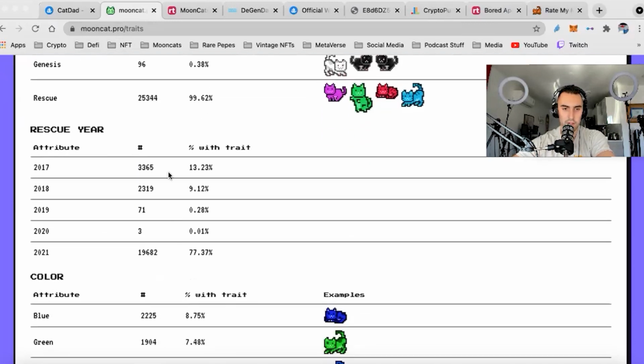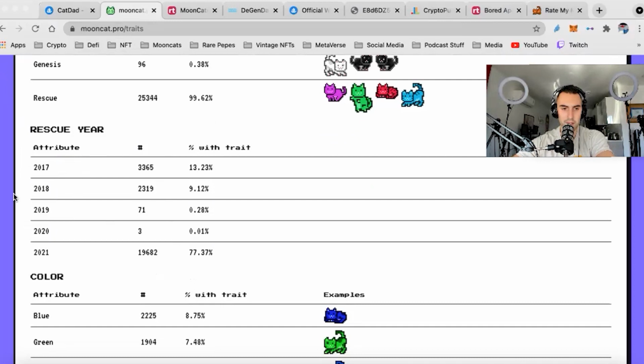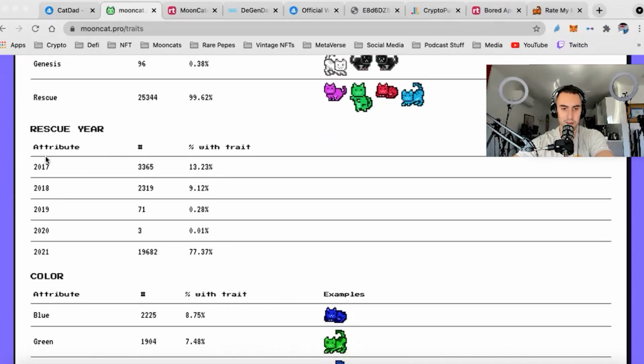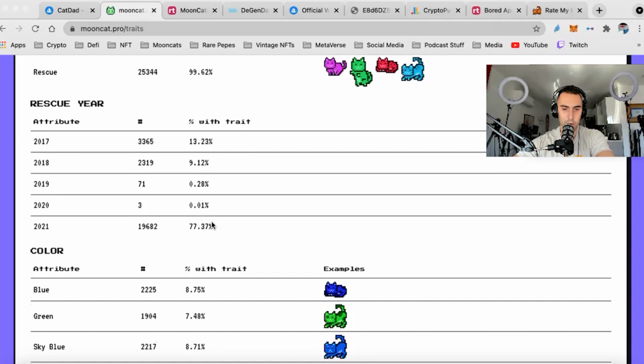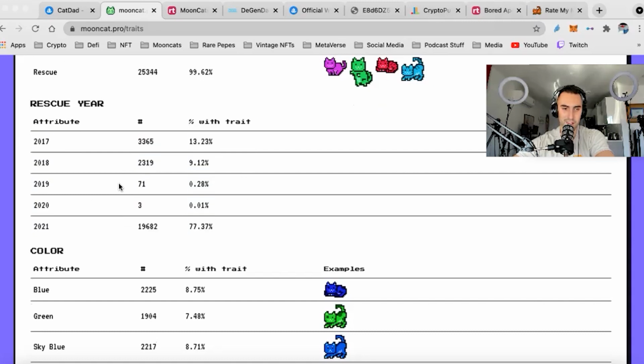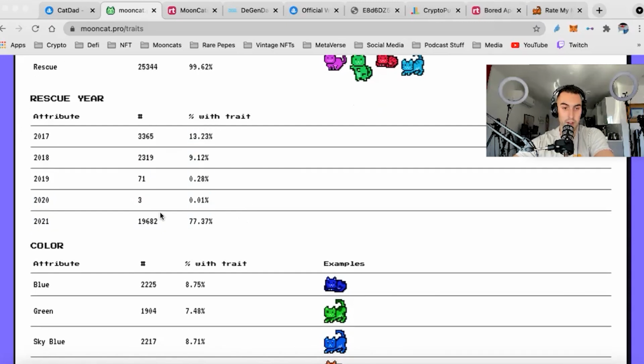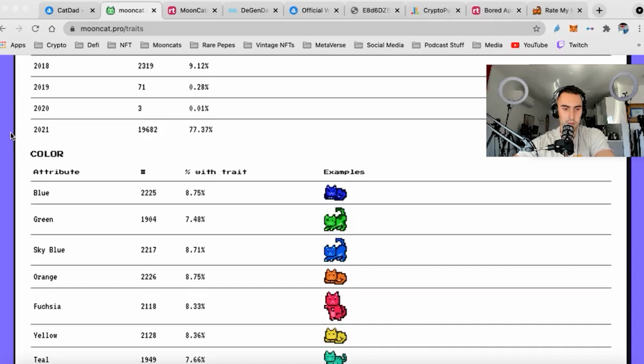Rescue year, this is something that obviously wasn't important in the very beginning of Mooncats because they were hoping to have all of the minting happening in 2017. And just by luck or by virtue of a historical project, it's spread across multiple years. And Mooncats are actually the only NFT project that has mint across 5 years.